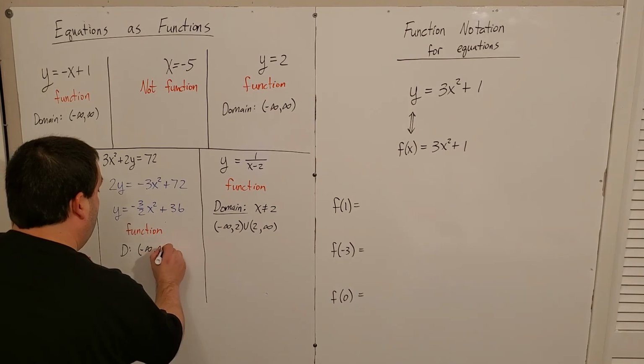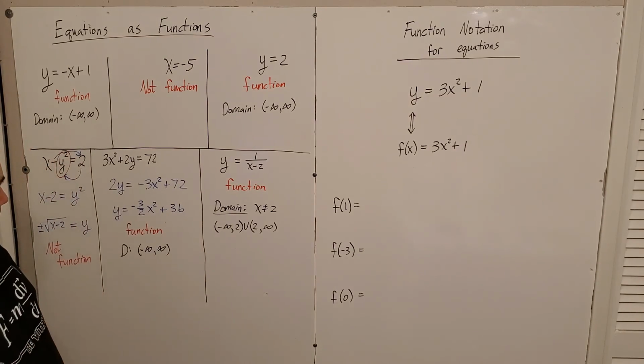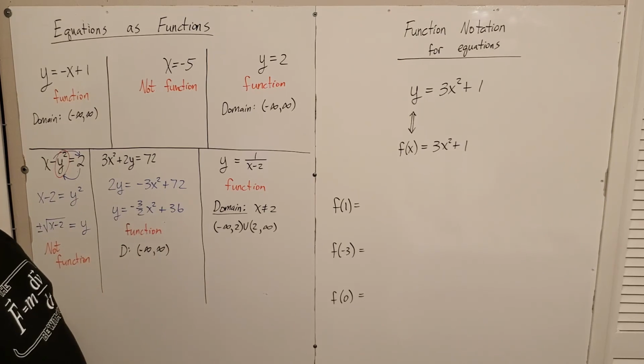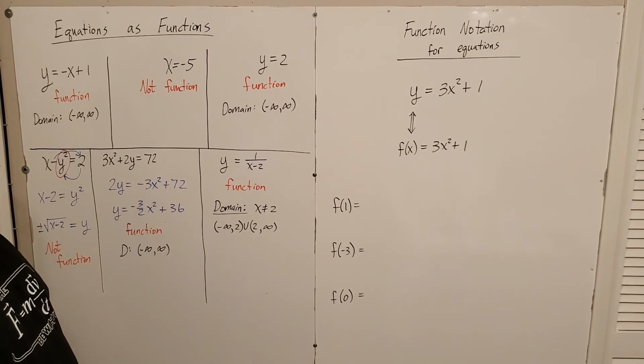again, is all numbers. Okay? The two things you're looking for: division by 0, and square roots of negatives. Those are the ones that are really going to kill your domain. Okay?